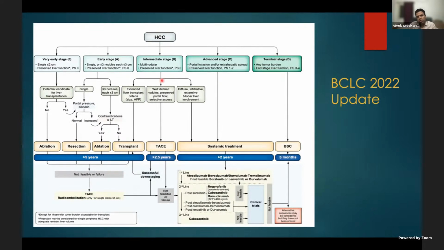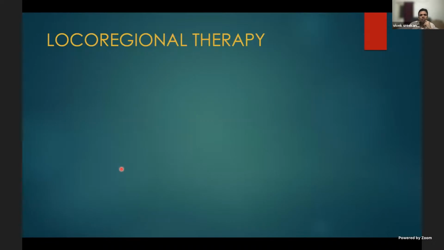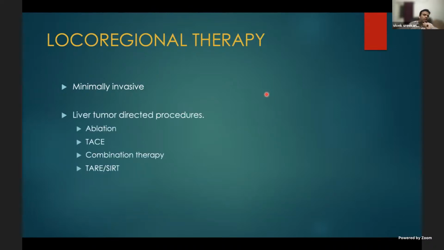So this has been the whole hallmark of the loco-regional therapies. So coming to each thing I'll discuss. Coming to the loco-regional therapy, these are the minimally invasive therapies which are directed towards the liver tumors. So, liver tumor directed procedures.